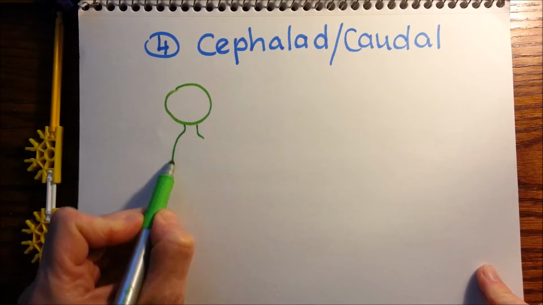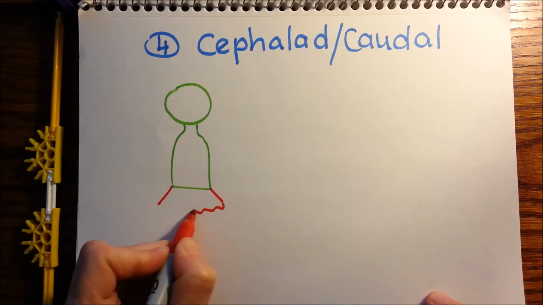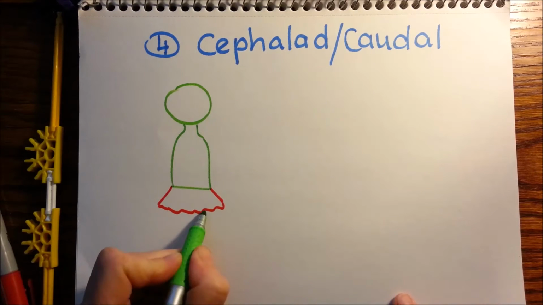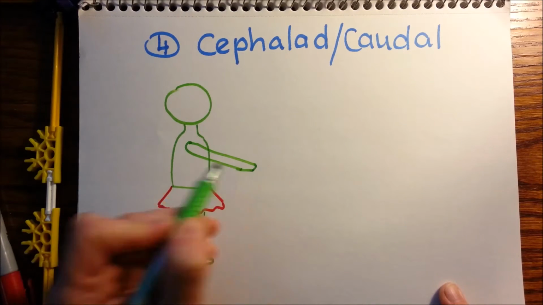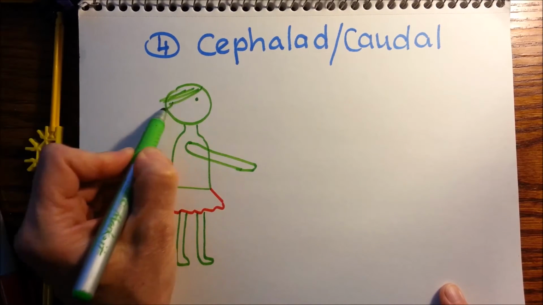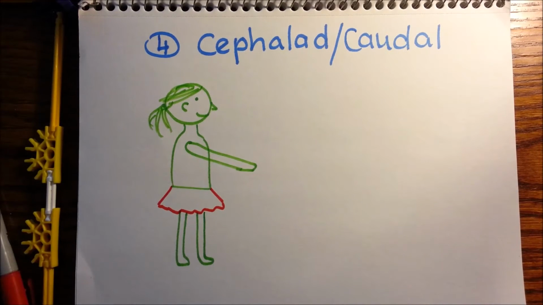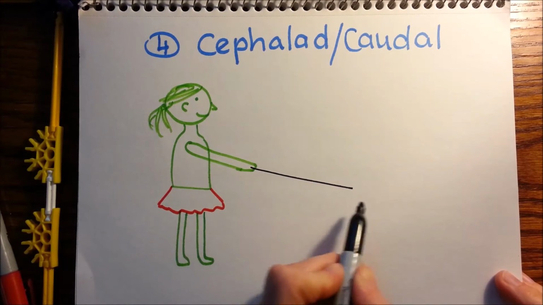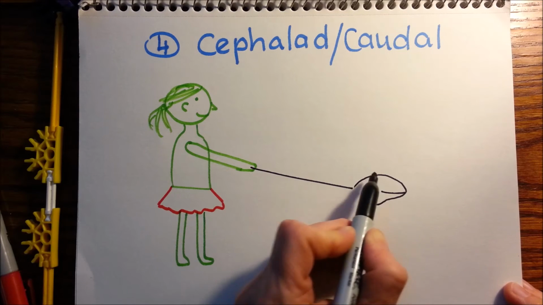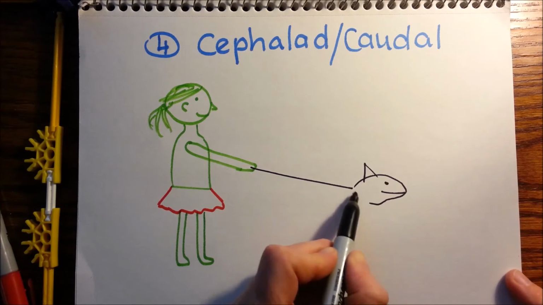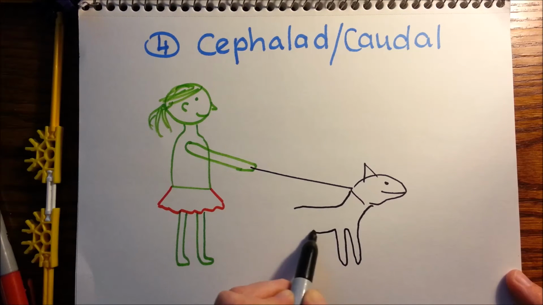Let's draw a picture of a girl who has a pet, and the pet is on a leash. In humans, these terms are used interchangeably with superior and inferior, and we will see why. The pet is going to be, well, I wanted to draw a dog. Well, we will see how you can recognize the dog.